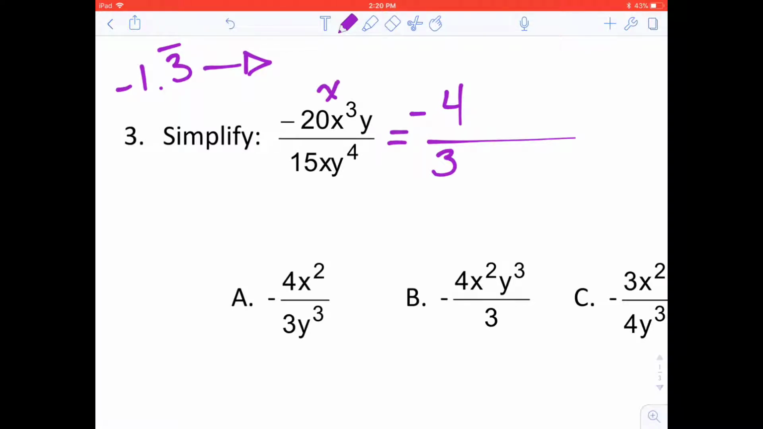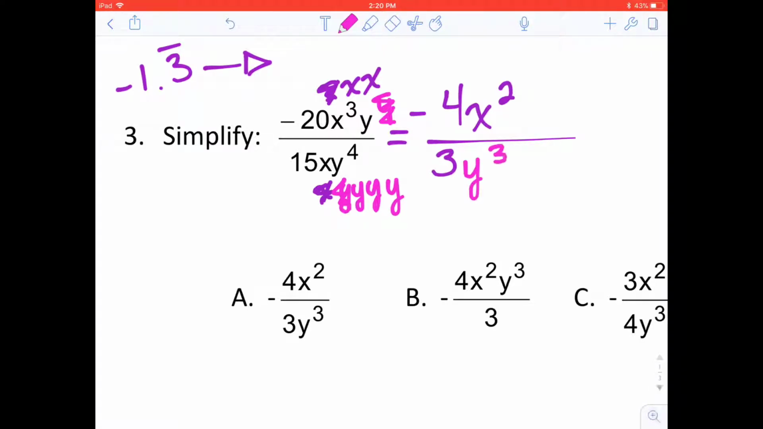Now let's look at our x's. I have 3 x's up top, and then I have 1 x on bottom. I can cancel a set of x's out. That leaves me with 2 up top. And then look at your y's. The y's, I have 4 of them on bottom. So I have y, y, y, and y on bottom. I have 1 of them up top. I can cancel out 1 set of y's, but you'll notice that I have 3 of them left on the bottom. So here's the answer we need to match up to the multiple choice. And you can clearly see that our answer is going to be A here.